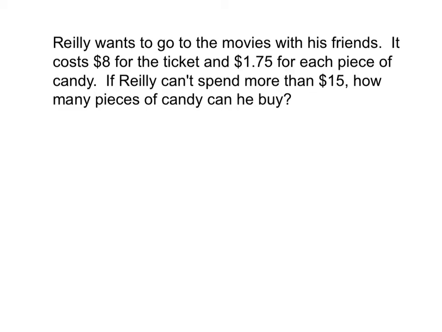Okay, so for this one, it reads, Riley wants to go to the movies with his friends. It costs $8 for the ticket and $1.75 for each piece of candy. If Riley can't spend more than $15, how many pieces of candy can he buy? Okay, so we can identify the variable by looking in that final question there. That's going to tell us what we're looking for. So how many pieces of candy can he buy? So that means our variable, if you want to use C for candy, we can do that. So let's do C equals number of candy.